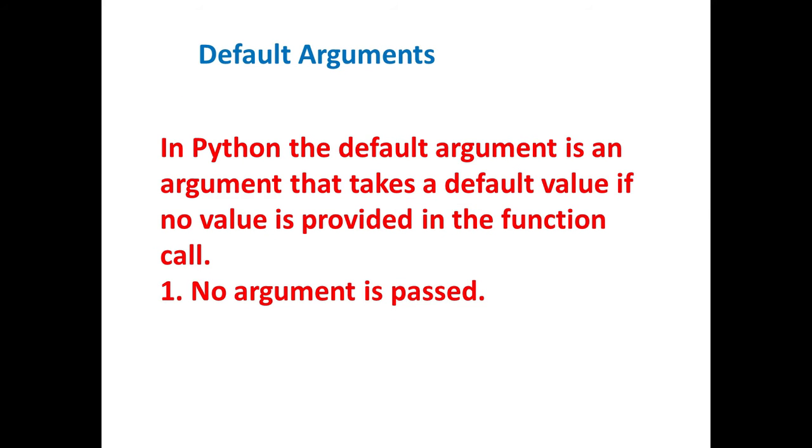What is a default argument in Python? It's an important one. In Python, the default argument is an argument that takes a default value if no value is provided in the function call. It means no argument is passed. If no argument is passed in your program, it is simply called a default argument.